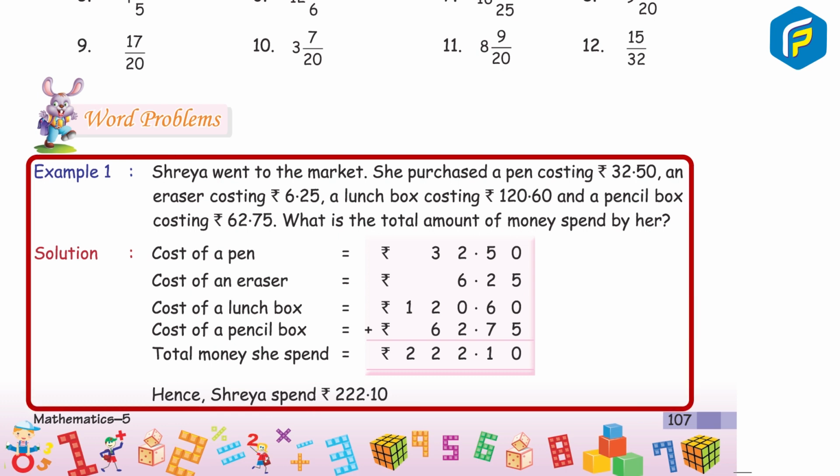Example 1. Shreya went to the market. She purchased a pen costing rupees 32.50, an eraser costing rupees 6.25, a lunch box costing rupees 120.60, and a pencil box costing rupees 62.75. What is the total amount of money spent by her? Solution: cost of a pen rupees 32.50, cost of an eraser rupees 6.25, cost of a lunch box rupees 120.60, cost of a pencil box rupees 62.75. Total money she spent rupees 222.10.